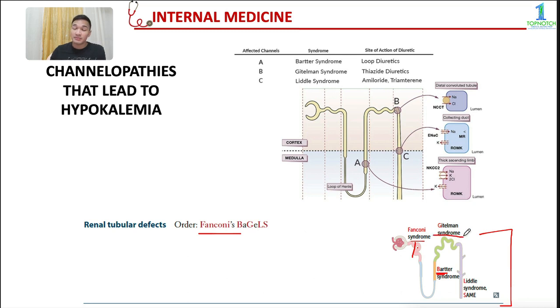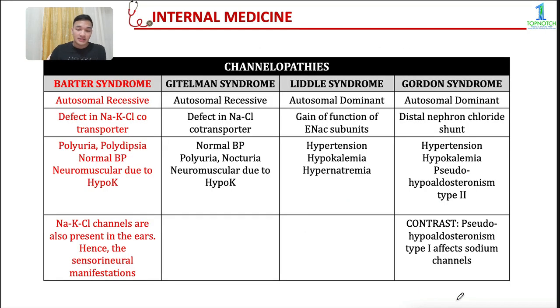Gittelman syndrome ang problem niya is sa distal tubule. Okay? Kaya ang effects niya is similar to using thiazide diuretics. And ang Liddle syndrome is sa collecting tubule naman ang problem. Okay? Kaya dito yung picture niya sa may collecting tubule, si Liddle syndrome. Alright.